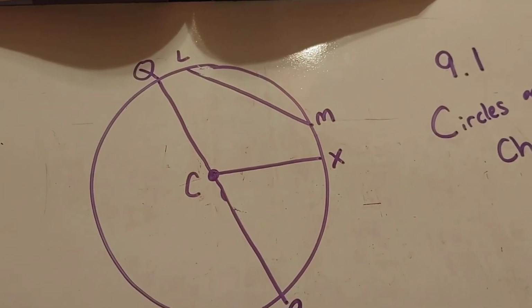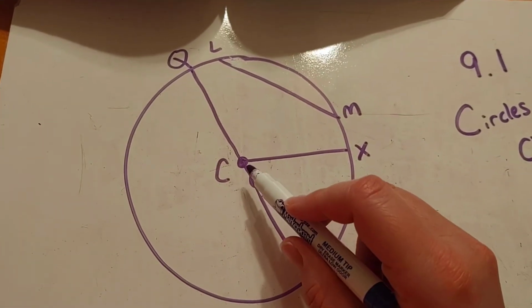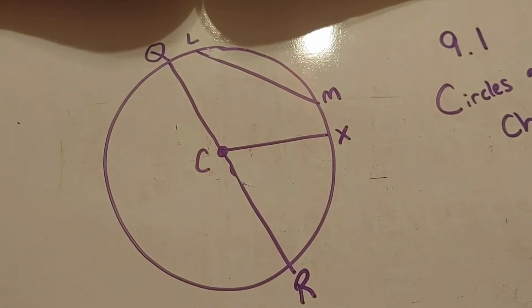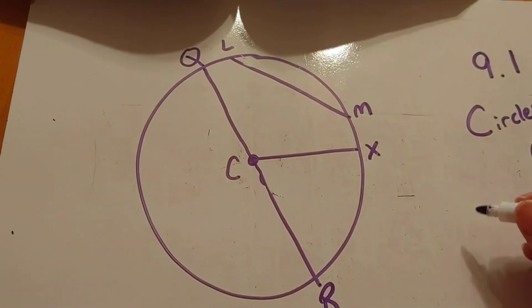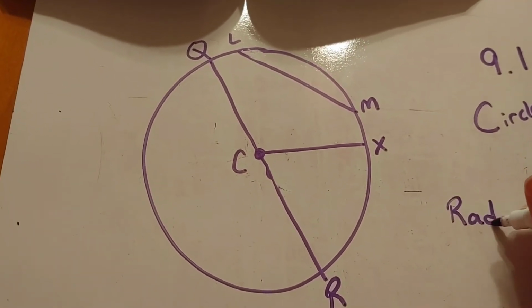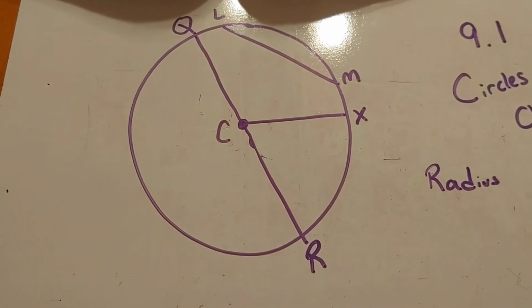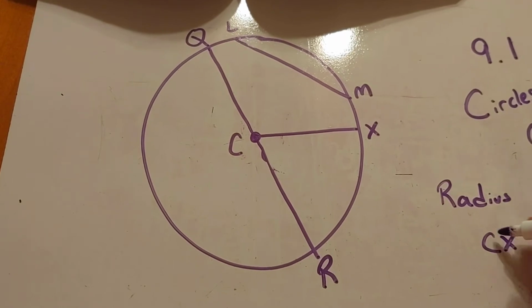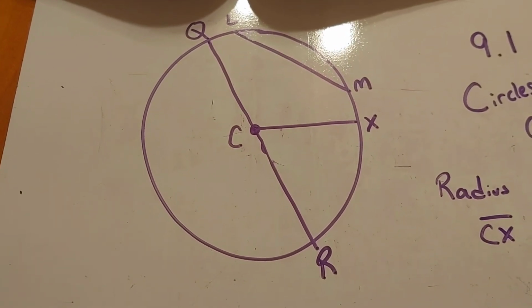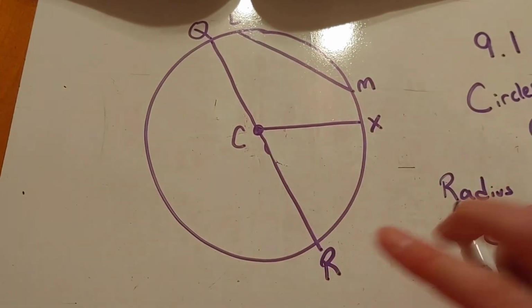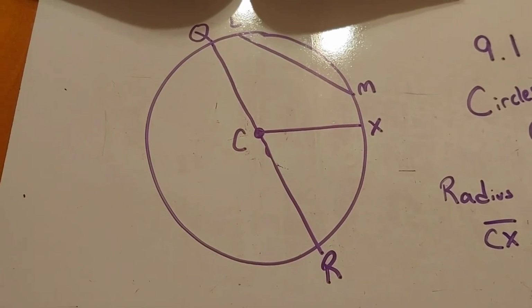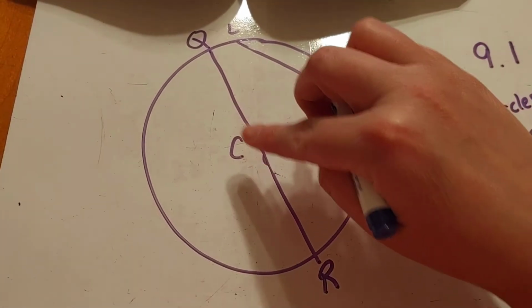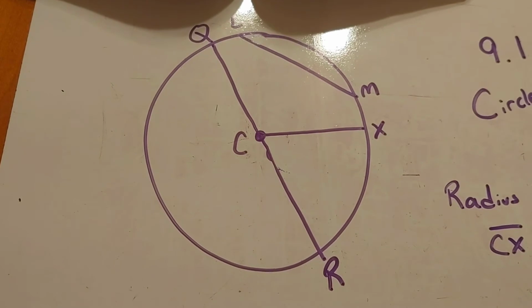First of all, you're going to see the center. The center is clearly located at point C. All right, the next thing I would like you to find is a radius. Let's see. I see a radius located at CX. So segment CX is a radius. I see another radius at segment CR. I see another radius at segment CQ.